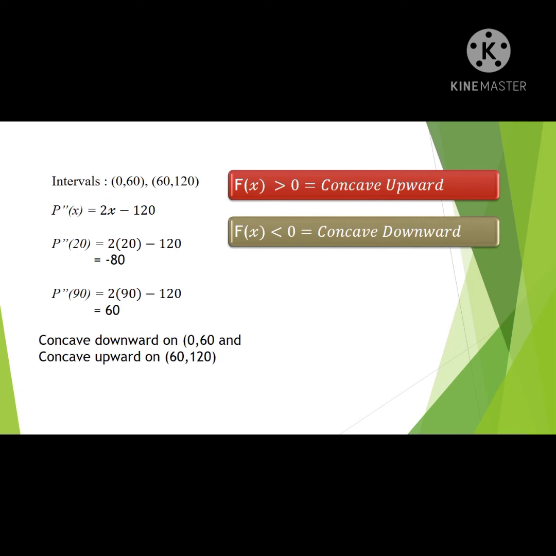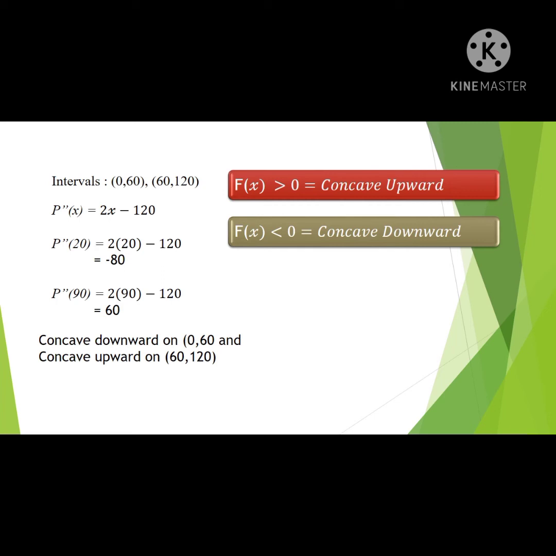There's only one value of x, which means there are two intervals, which are 0 to 60 and 60 to 120. We have to substitute any value in between these intervals into the second derivative. I chose 20 and 90. For 20, I got negative 80, and for 90, I got 60.